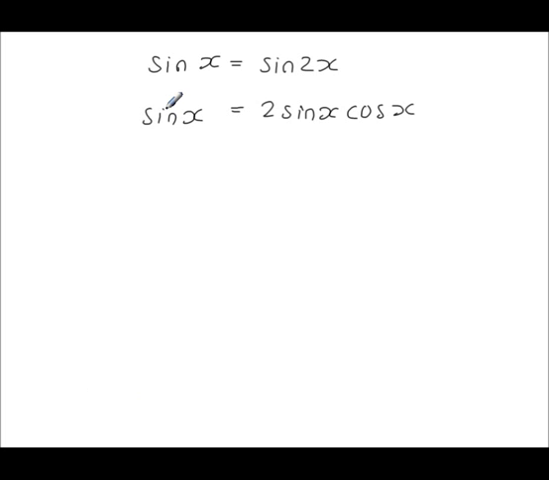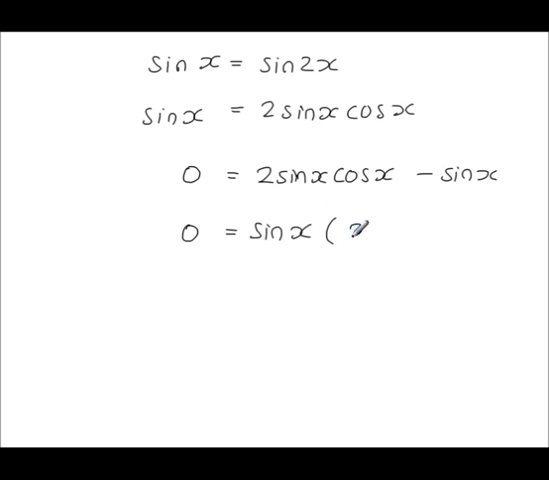Okay, taking the sine x term to the right hand side, so 0 is equal to 2 sine x cos x minus sine x, and then factorizing, so sine x brackets 2 cos x minus 1. So now we have either sine x equals 0, or this is 0, so cos x is equal to a half. And then you can solve these within a given range.